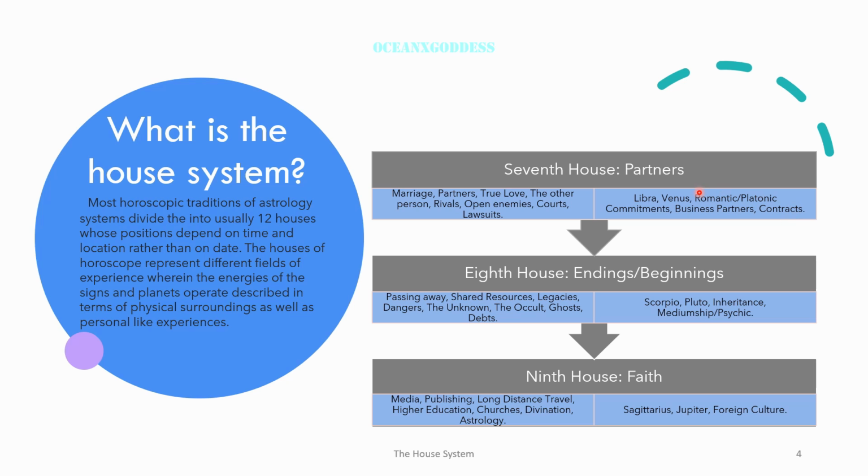So we have open enemies. The seventh house could also tell you who your open enemies are, depending on the sign. So let's say you have Taurus in your seventh house. There may be a Taurus that just doesn't fuck with you. You know what I'm saying? That's what I mean by that. Doesn't mean it has to be, but it could be. So let's read on the seventh house, guys.